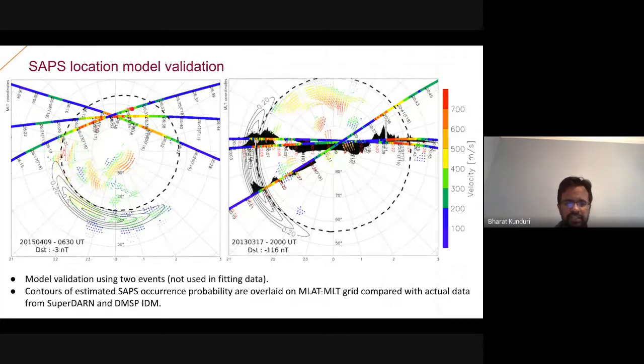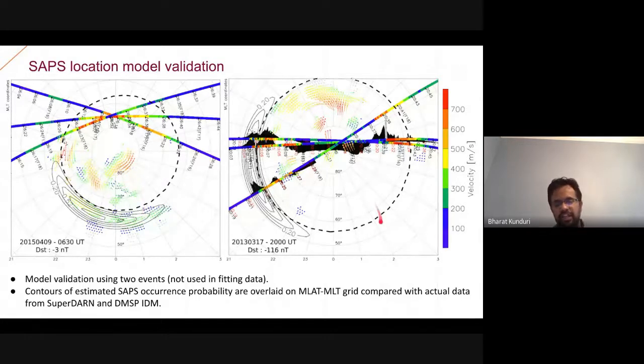And these are DMSP satellite electron energy fluxes, and the dashed circle is indicative of the equatorward boundary of the auroral oval. And you can see that our estimate of SAPS location is in pretty good agreement with what SuperDARN is actually observing. So the vectors here indicate SAPS observations in SuperDARN data.